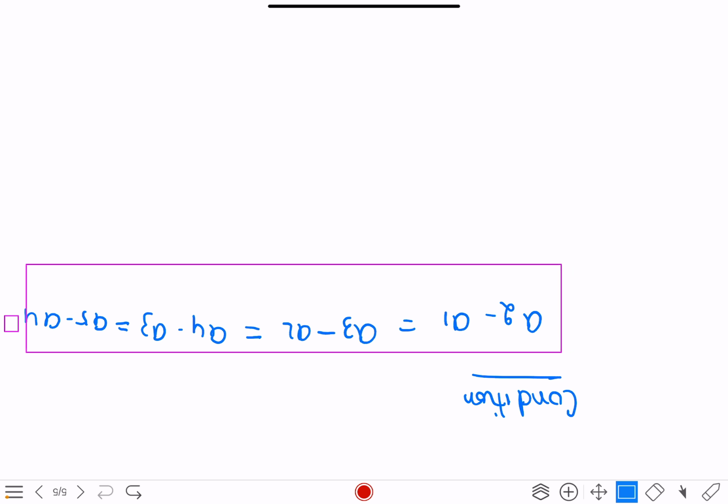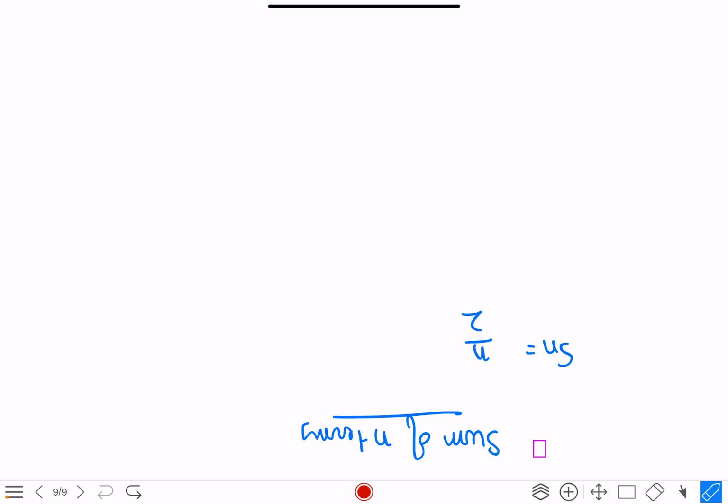Next formula is the sum of n terms. Moving to the next formula, sum of n terms. Sum of n terms of an AP is written as Sn, and the formula is n by 2, 2a plus (n minus 1) d.